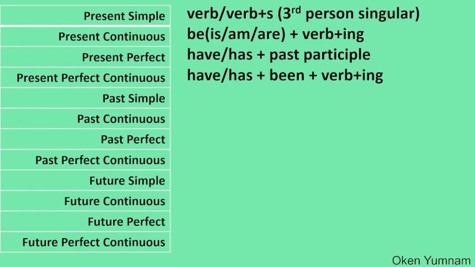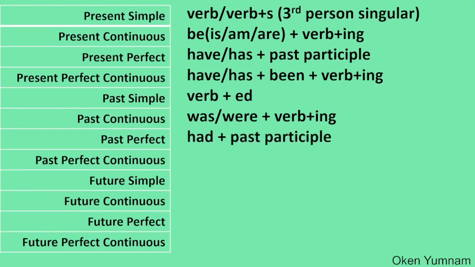Similarly, past has got four forms. For past simple, simply verb plus ed. I'm talking about regular verbs. And past continuous, we have was or were, depending upon the subject. Singular is was, plural is were, plus the verb in ing form, that is the past continuous form. And past perfect here is had plus the past participle form of the verb. And past perfect continuous, had plus been followed by the verb in ing form.